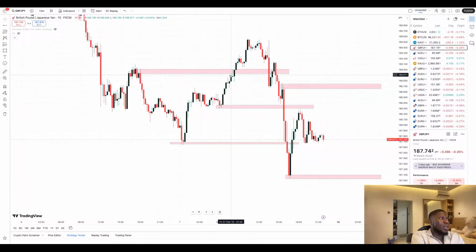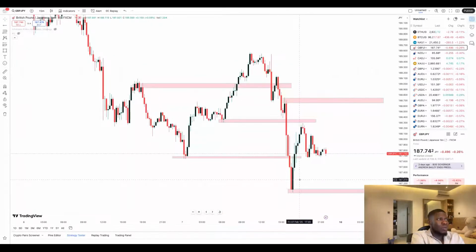So look at what price did when it came to it. It reacted, went above, but still, when it closed above this zone, we had some sell off. So these are basic analysis. You don't actually need to do too much before you take your trades.